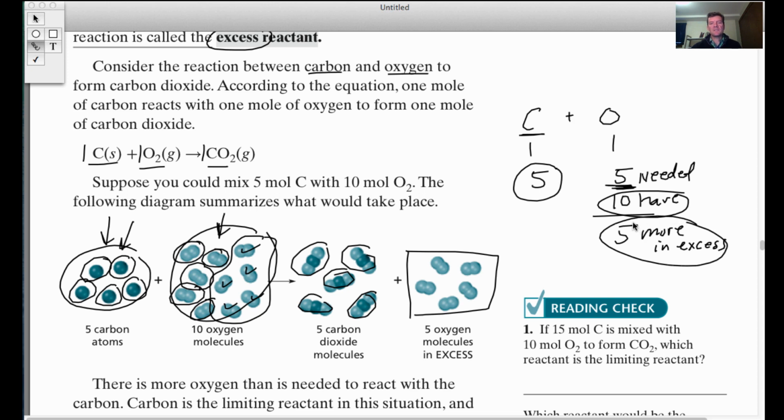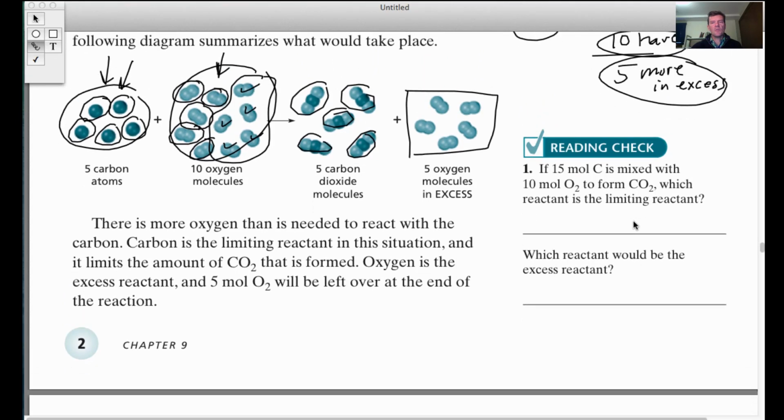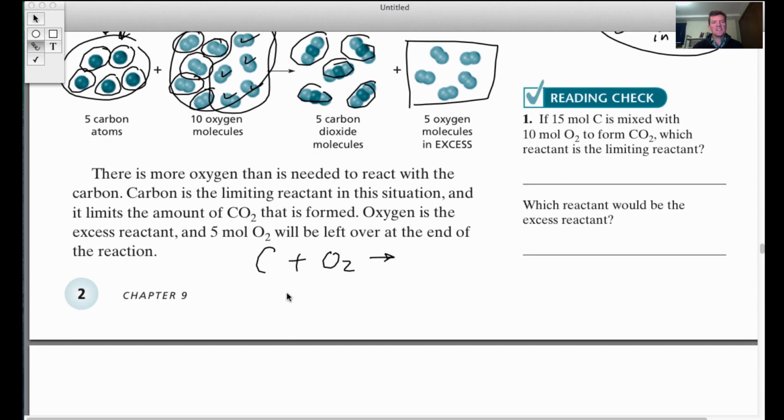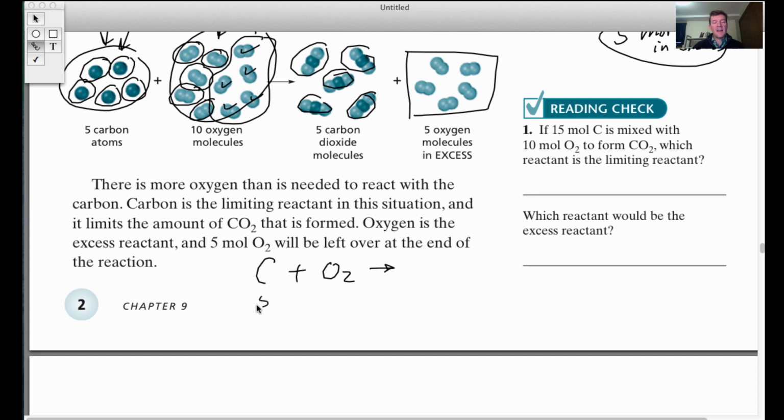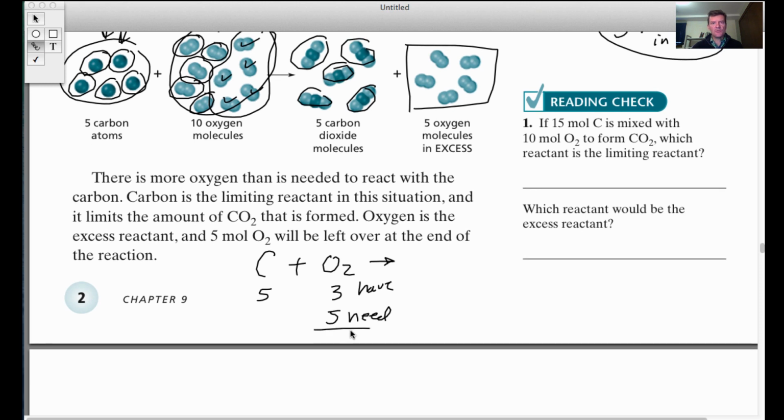Now, what if it's the other way? What if I was given, we'll write this down here, carbon, oxygen. Okay, we don't need to look at the products right this second. Let's say that I was given 5 moles of carbon, only 3 moles of oxygen. Okay, in this case, well, if I have 5 carbon, I need 5 of oxygen, but I only have 3 of oxygen. In this case, I'm short 2. So what's going to be limiting? In this case, the oxygen is going to limit.